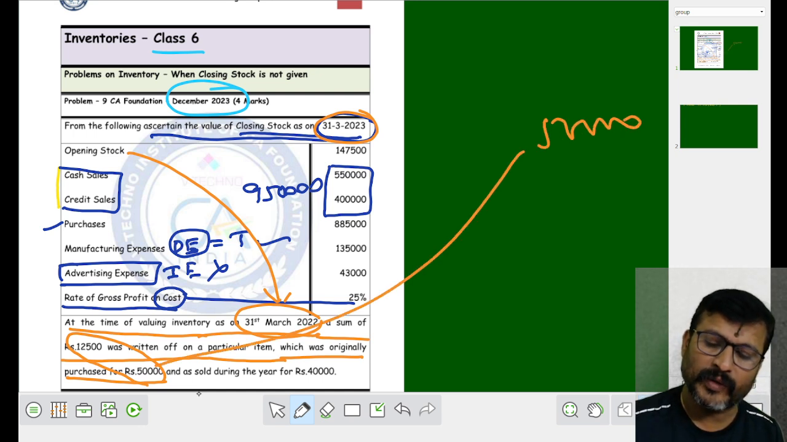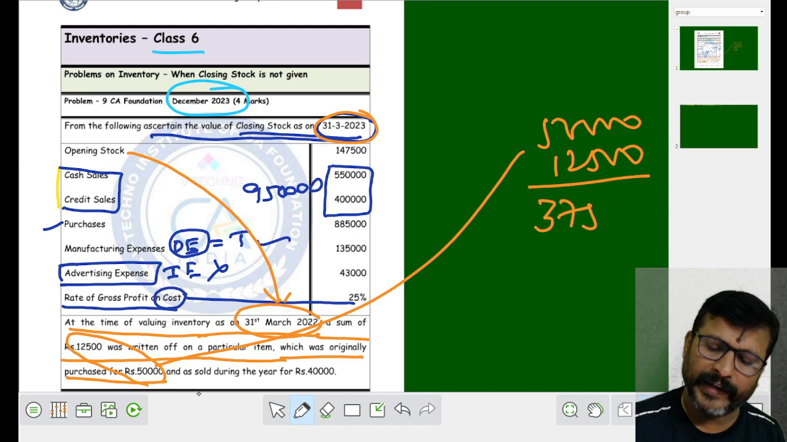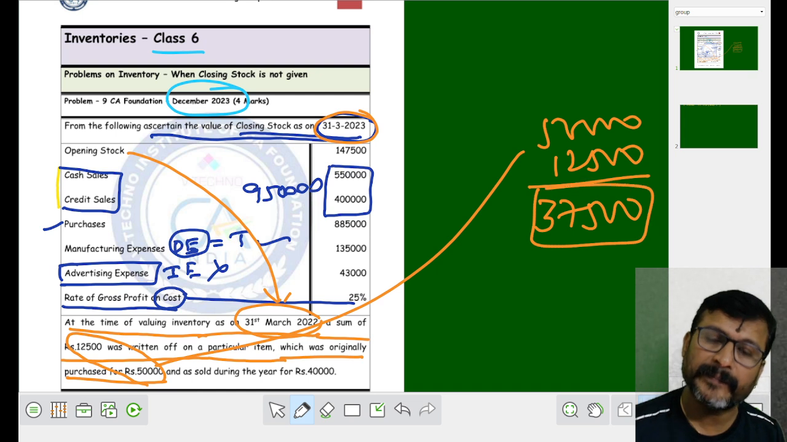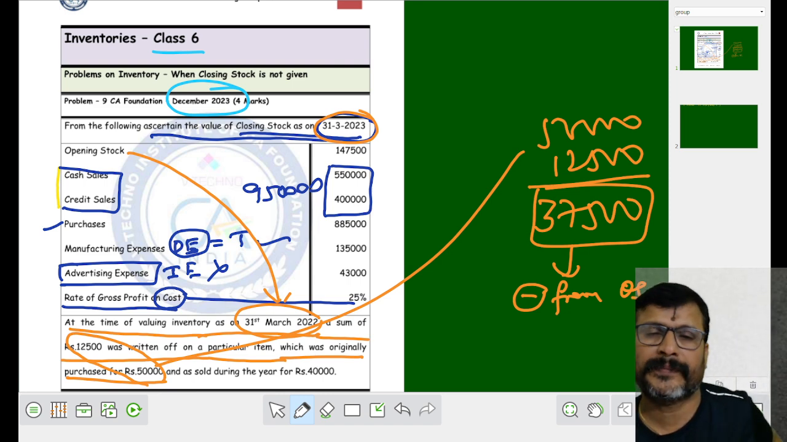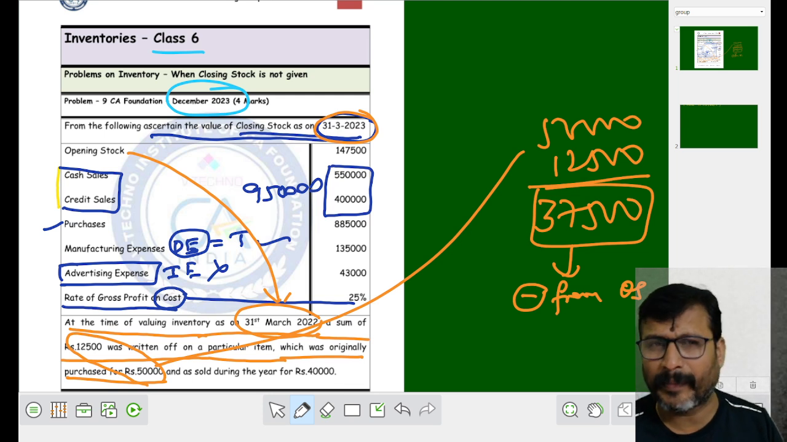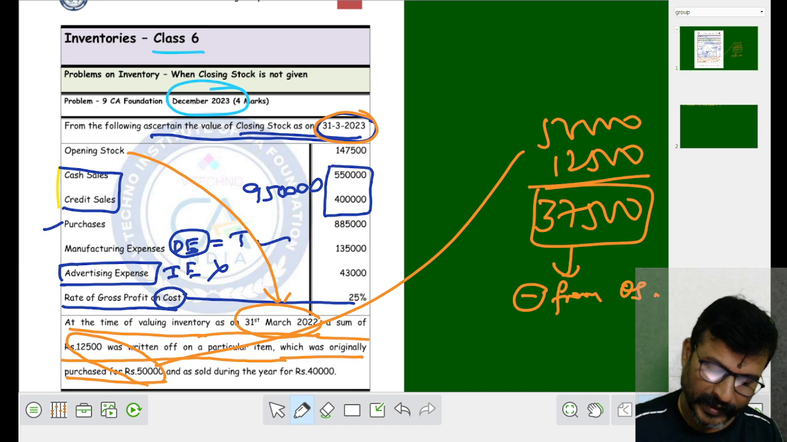Out of 50,000, subtract 12,500, we get 37,500. What to do with 37,500? It is to be subtracted from opening stock. That is what we learnt in the previous three classes, right? So many problems we come across with the same thing.